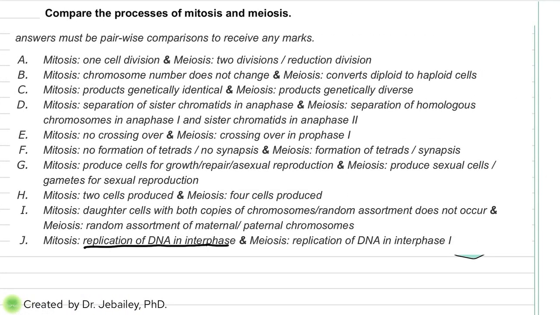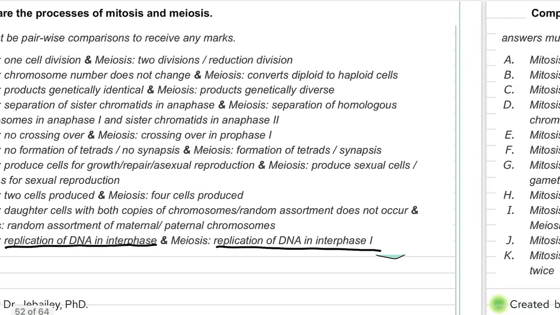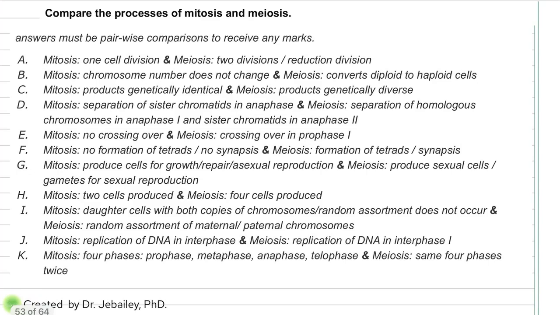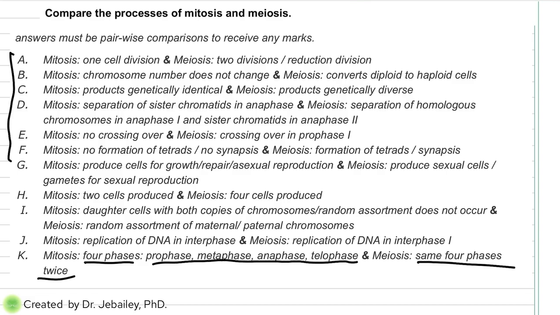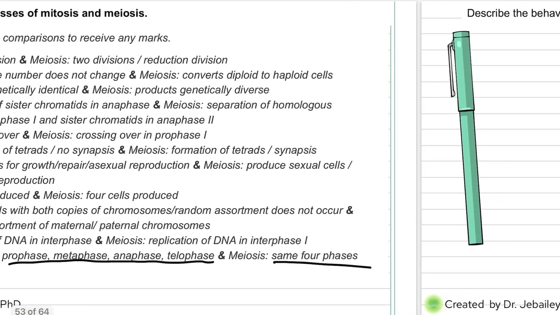Mitosis replication interface, meiosis replication interface 1. These are when they're just getting more detailed. Here, mitosis has 4 phases, as you mentioned, and here meiosis has the same 4 phases, but it's actually twice. So by now, it's a lot more points. Just mention these 5 or 6 here, and you're already getting the full points because it's not going to go beyond that.